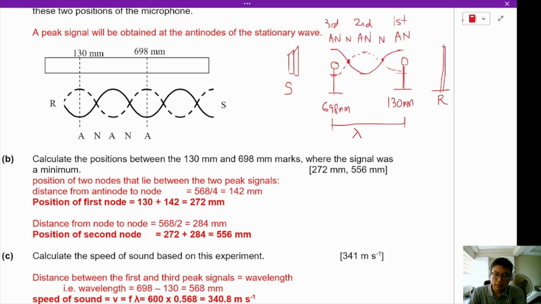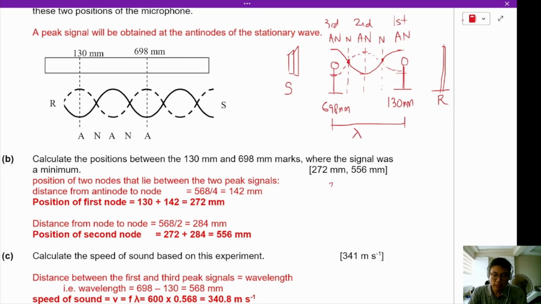So this is 130, and then we can calculate half over here, and then we can calculate 1/4 over here. Basically it's easy. You just divide the distance between 130 and 698 by 4. Let me first find the average between 130 and 698.